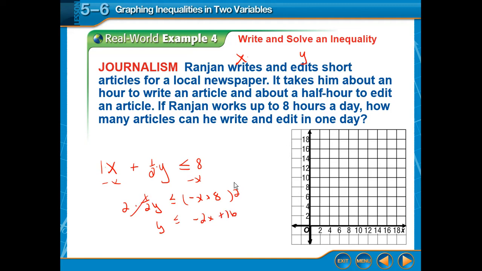So to graph this inequality, I'm going to graph the boundary as if it was an equal sign. So to graph this, it has an intercept of 16. So I'm going to start on my y-axis at 16, and then it has a slope of negative 2, or negative 2 over 1. So it means it goes down 2 and forward 1. So from there, I'm just going to follow that pattern, down 2 and forward 1, until I get down to here. And this is or equal to, so that means I'm going to draw a solid line through my points.